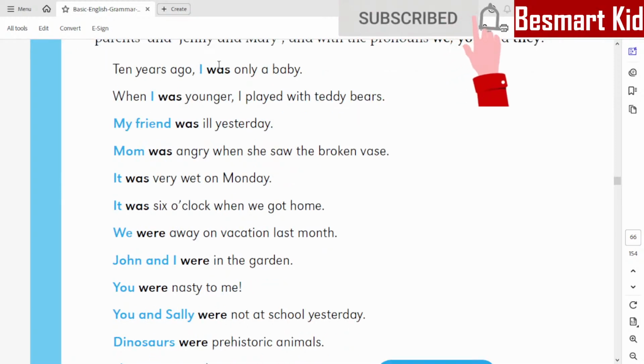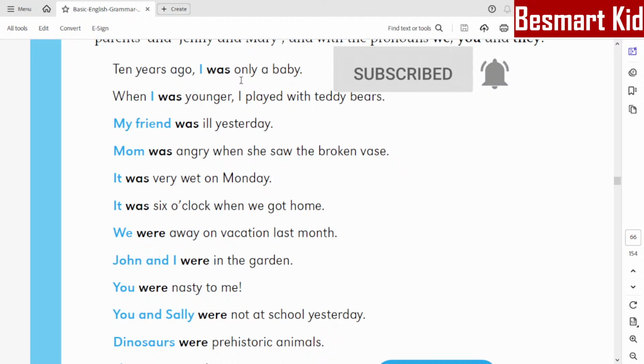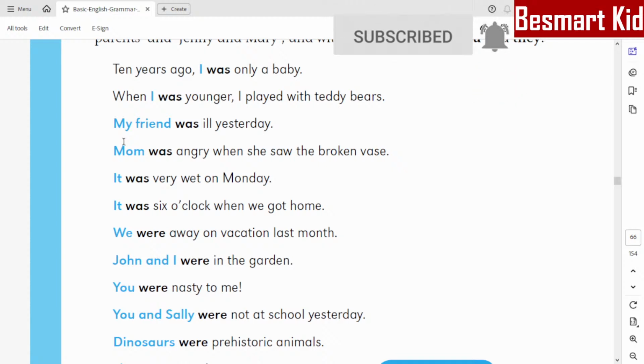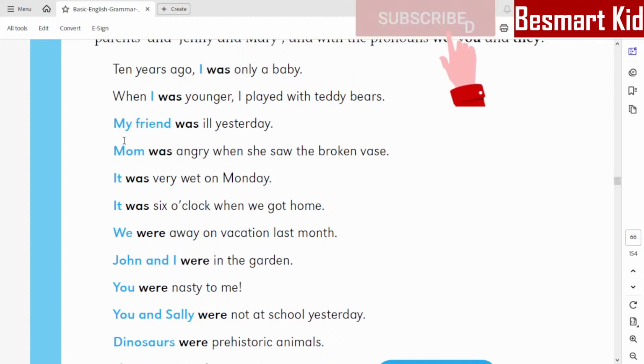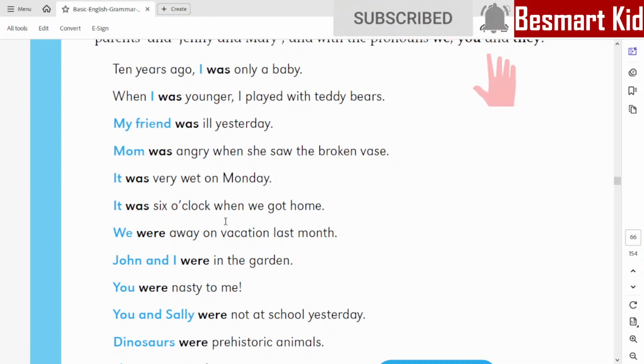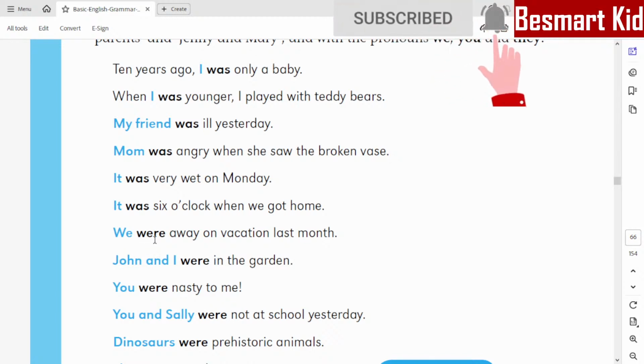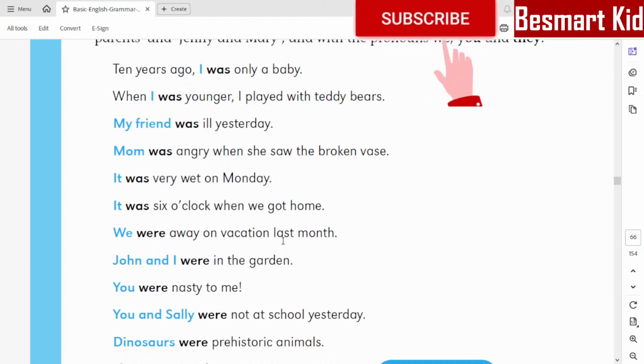Ten years ago, I was only a baby. When I was younger, I played with my teddy bears. My friend was still ill yesterday. Mom was angry when she saw the broken vase. It was very wet on Monday. It was 6 o'clock when we got home. We were away on vacation last month.